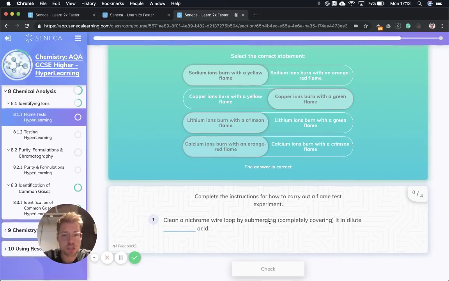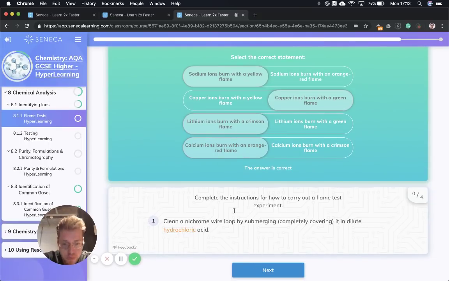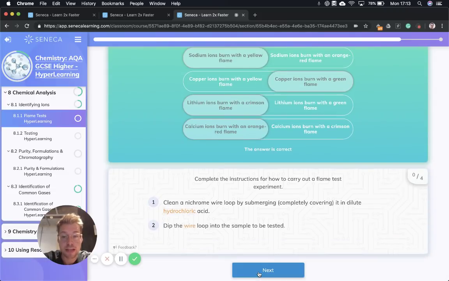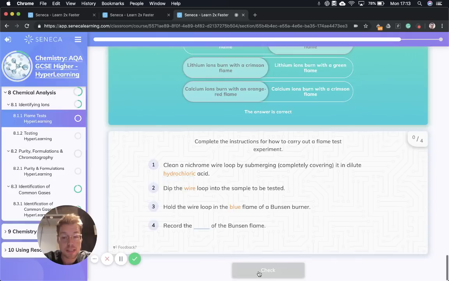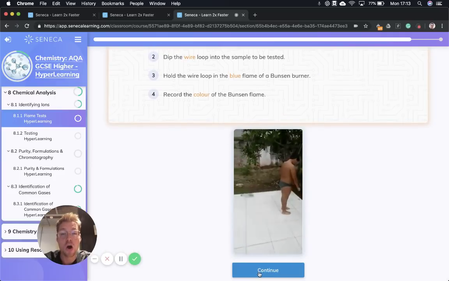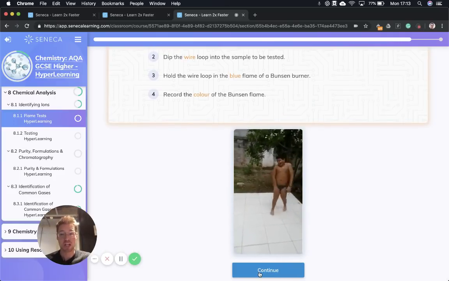Okay, sentence completion. Are you ready? So, the acid we use to clean the loop is hydrochloric acid. We then dip the wire loop in the sample to be tested. We hold it in a blue Bunsen burner flame and we record the color of the flame.